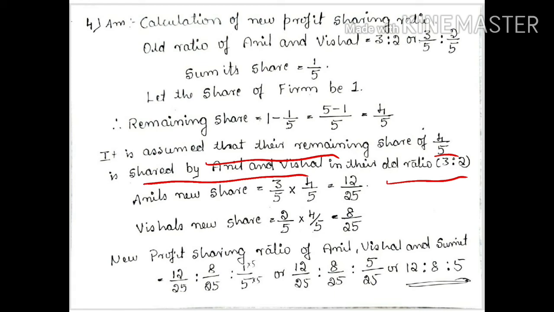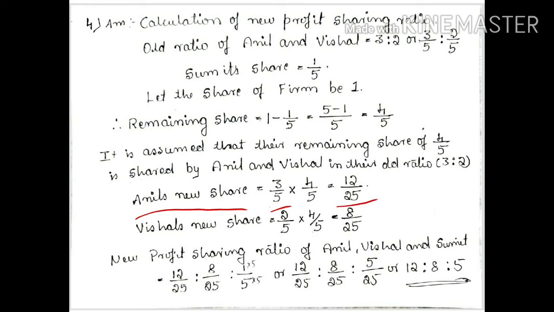That is the assumption. Okay. So as per the assumption, the new share of Anil, how much? 3 by 5, their old share, into 4 by 5, that is the remaining share. So finally the new share of Anil is 12 by 25, directly multiplication.